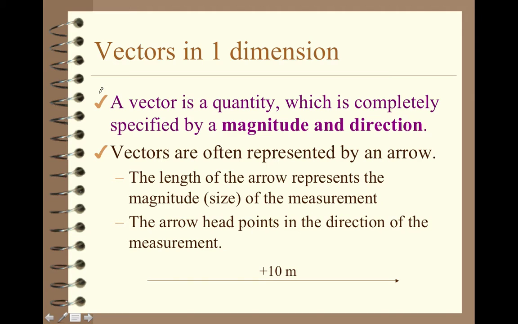So just a reminder of what the definition of a vector is. A vector is a quantity which is completely specified by magnitude and direction. They are represented by an arrow, the length being the magnitude, and the arrowhead points in the direction that you're traveling. So if I was to look at the vector at the bottom here, I can see that this vector represents positive 10 meters, because going towards the right here would be positive and going towards the left here would be negative.